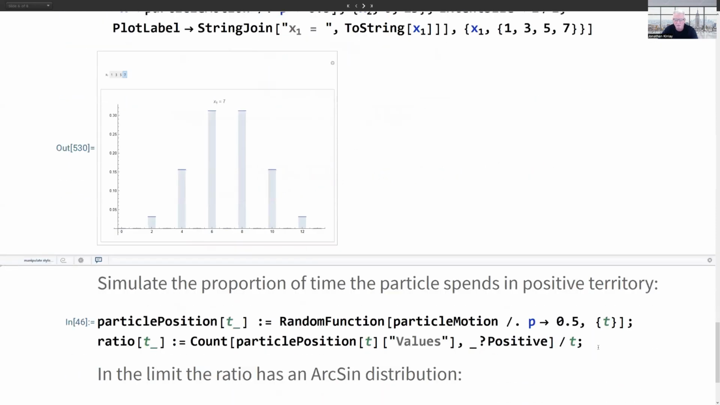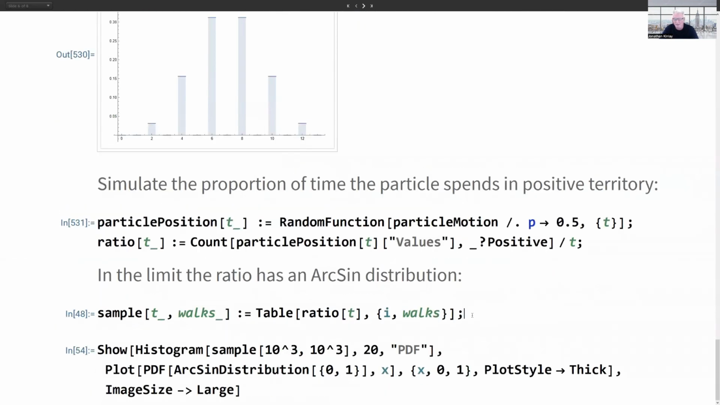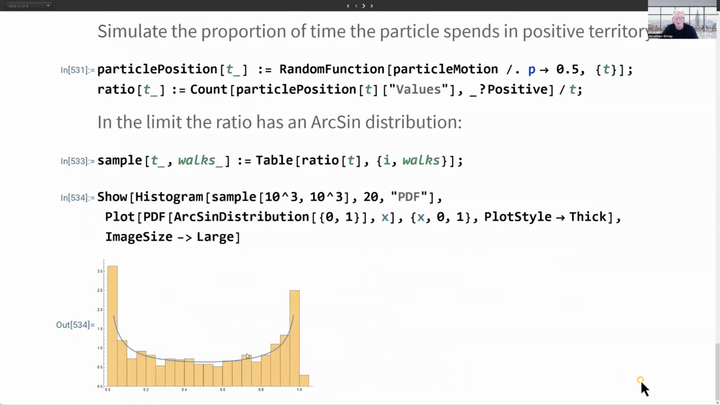We can also, for example, simulate the proportion of time that the particle spends in positive territory. We simply generate a large number of paths from the particle motion process with parameter p set to 0.5, and then look at the number of those paths where the values are greater than 0. And when we do that, we find that the distribution follows what's known as an arc-sine distribution.